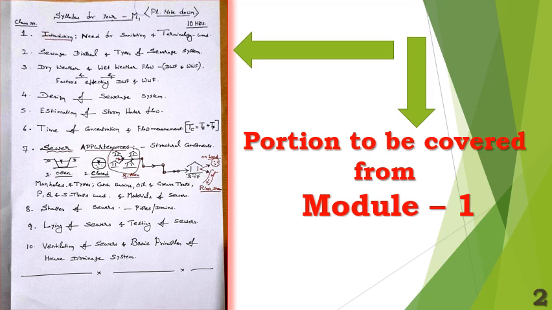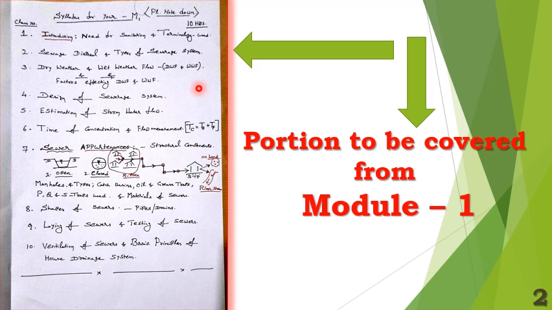Under the third topic is dry weather flow and wet weather flow. These are also called DWF and WWF. What is dry weather flow? The flow which occurs during the summer season. Summer season means there is no rain. Whenever rain occurs, the water which is entering into the drainage is called wet weather flow.